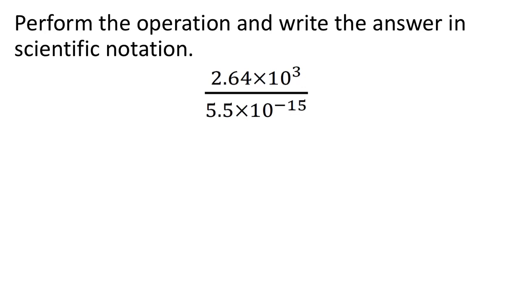Let's go ahead and perform this operation, which is division. That's our division line right there. And to do this, I'm going to do it in two separate parts. So I focus first on the decimal. So I've got 2.64, 2 and 64 hundredths divided by 5 and 5 tenths.